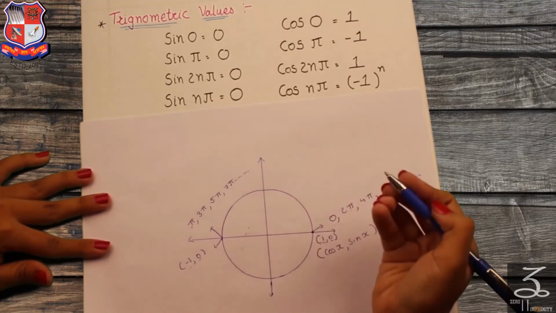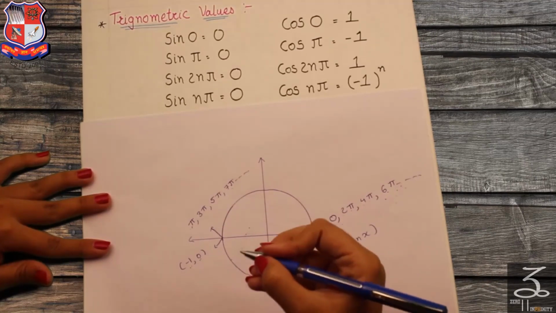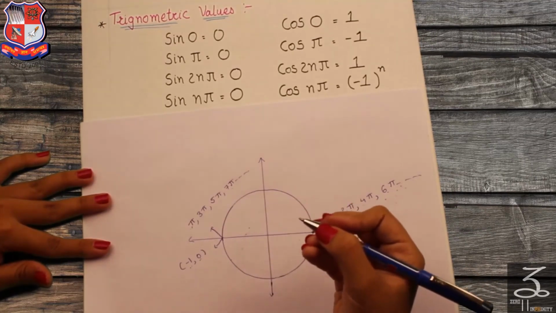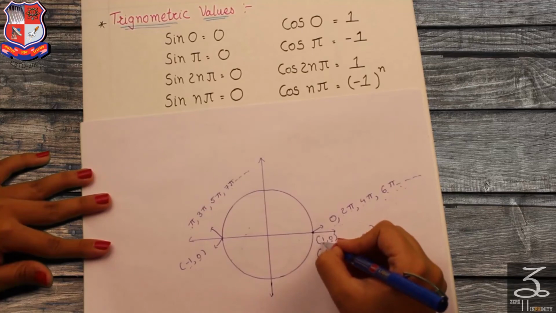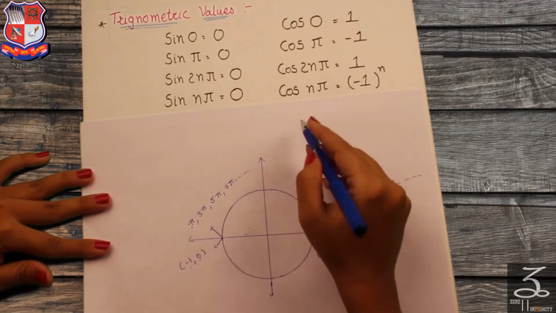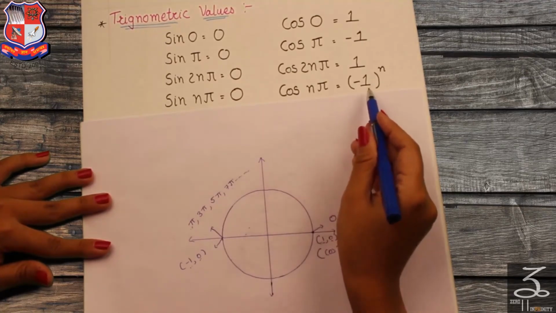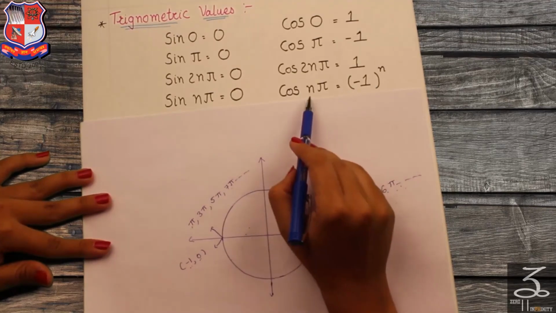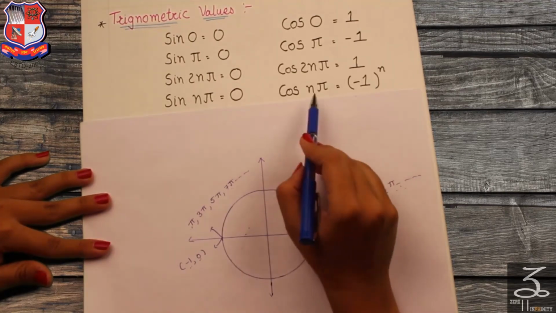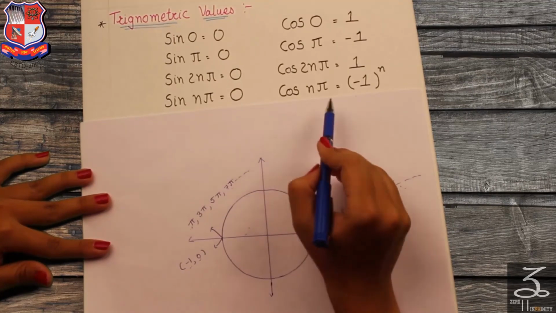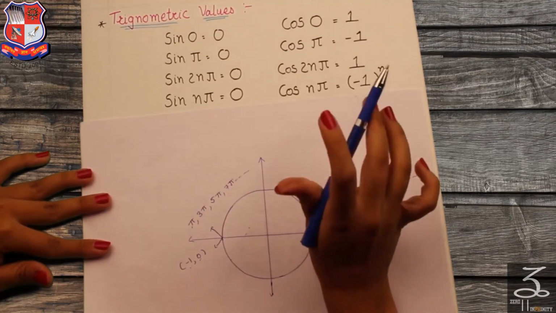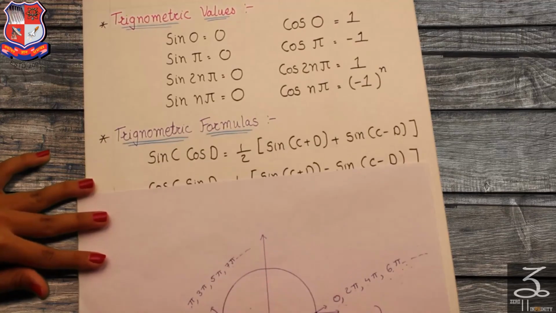Any term raised to an even power converts the term into a positive value, that is, minus 1 raised to 2 is always 1. That means the term over here is 1. So the standard formula of cos n pi is minus 1 raised to n. It means when the number n is odd, the value is minus 1, and when n is even, the value is always plus 1.